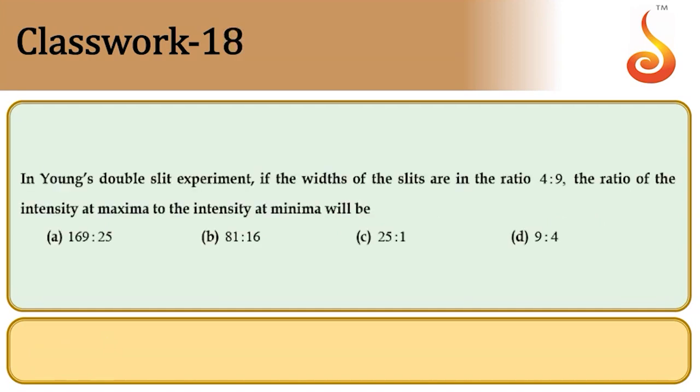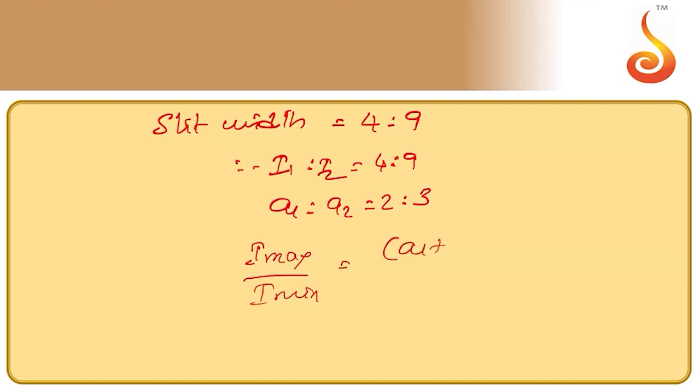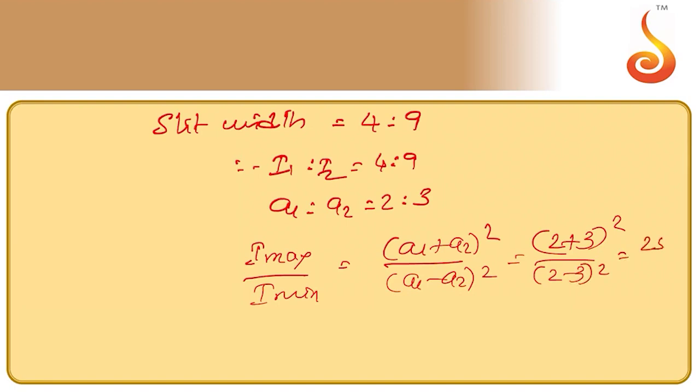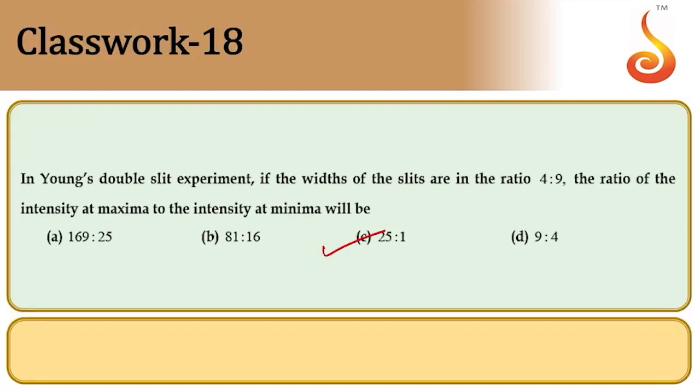Example 18. In Young's double slit experiment, if the width of the slits are in the ratio 4:9, the ratio of the intensity at maximum to intensity at minima is. So slit width ratio is 4:9. Therefore, I1 is to I2 is equal to 4:9, or A1 is to A2 is equal to 2:3. Therefore, now we have I max to I minimum given by (A1 plus A2) whole square divided by (A1 minus A2) whole square, or this is (2 plus 3) square over (2 minus 3) whole square, or this is 25:1. So C is our correct choice.